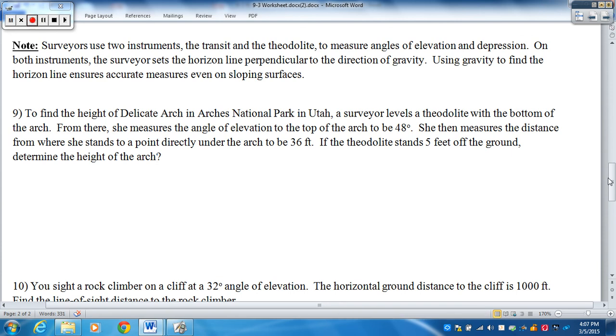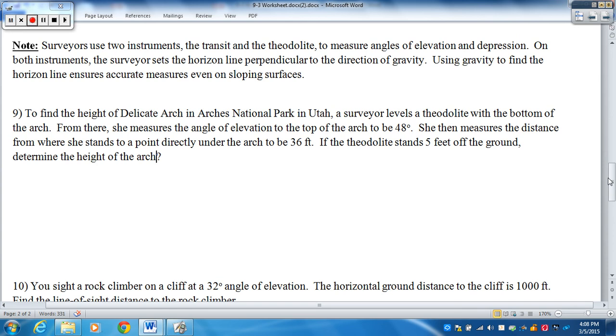It says, surveyors use 2 instruments, the transit, which is what I've always known it to be called, and the theodolite. They're this exact same thing, it's just a different name, to measure angles of elevation and depression. Now, these instruments, I'm sure you guys have seen, you know, ODOT workers on the highway, and they're looking through a tripod, this little thing at the top of a tripod. That's what a transit is.